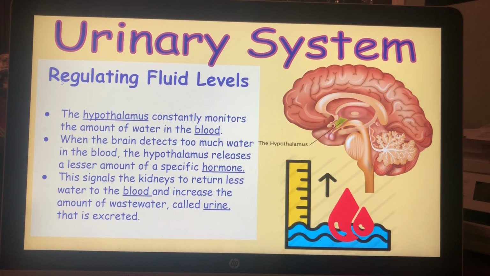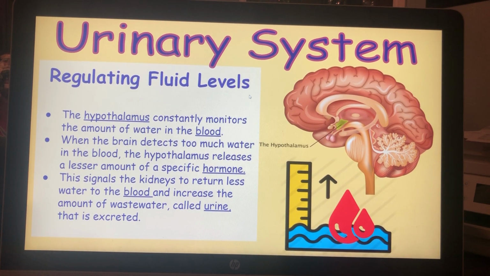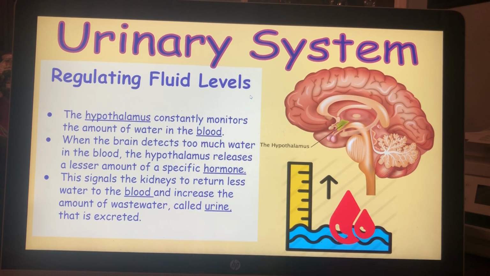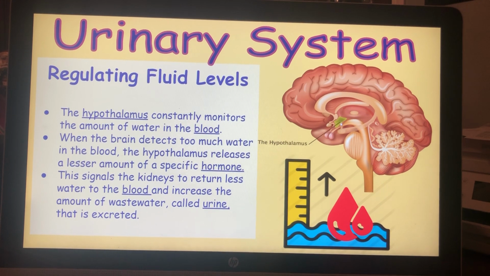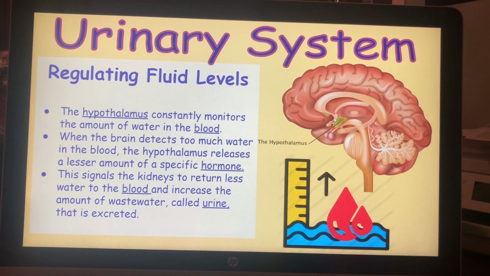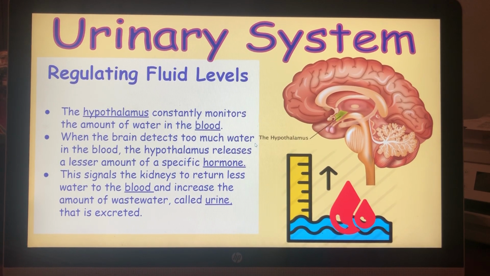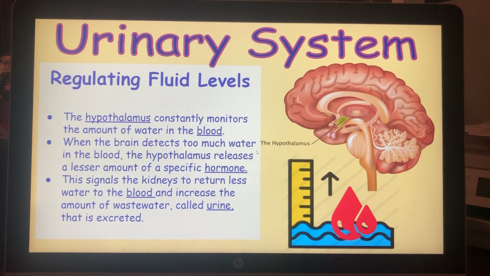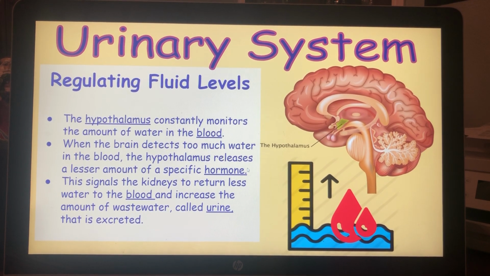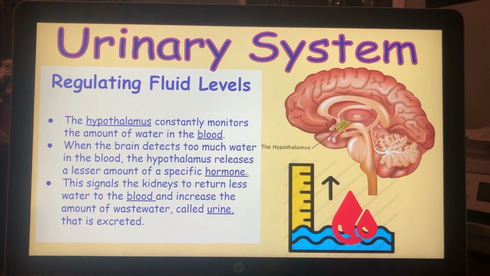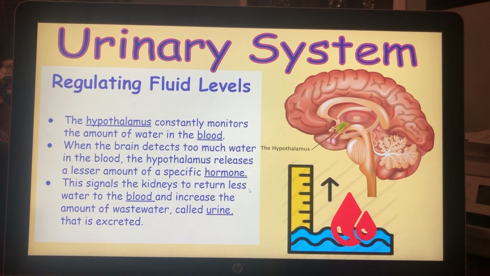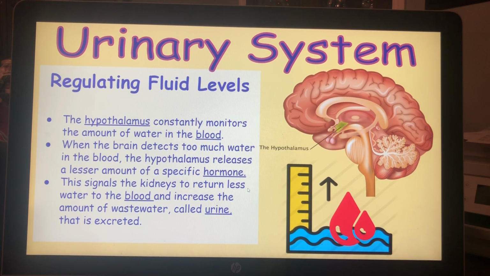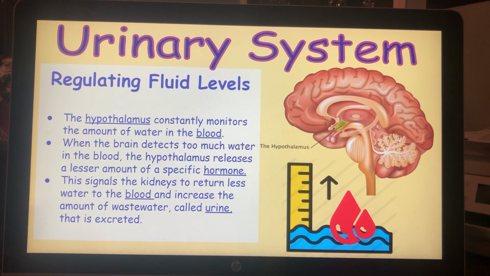The urinary system, regulating fluid levels. The hypothalamus constantly monitors the amount of water in the blood. Okay, so the hypothalamus is located up here in your brain. When the brain detects too much water in the blood, the hypothalamus releases a lesser amount of a specific hormone. This hormone signals the kidneys to return less water to the blood and increase the amount of wastewater, which is urine, that is excreted.